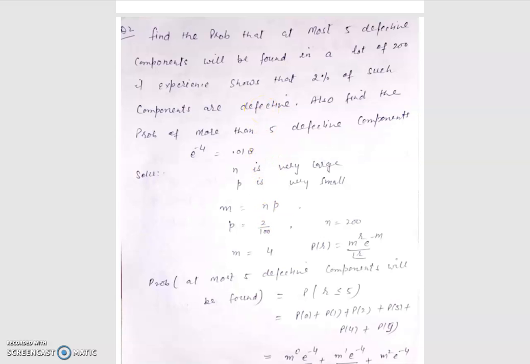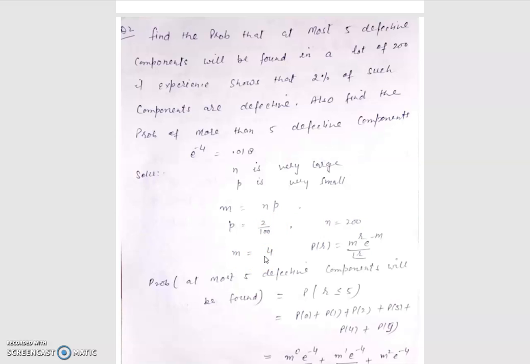So p equals 2 upon 100, and here n is 200, a lot of 200. This is small n, 200, and m is np. We need the value of np when we apply the formula of the Poisson distribution, P(r) = m^r e^(-m) / r!. So we need the value of m, and what is m? m is n into p. n is 200, and p is 2 upon 100. So the value of m equals 4.